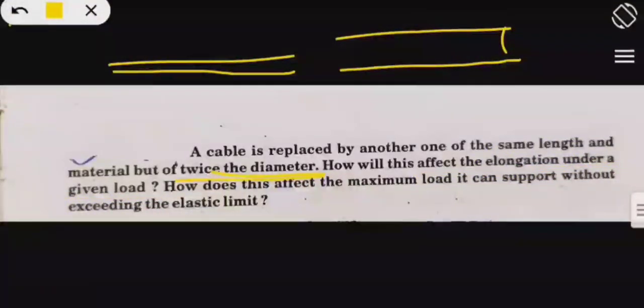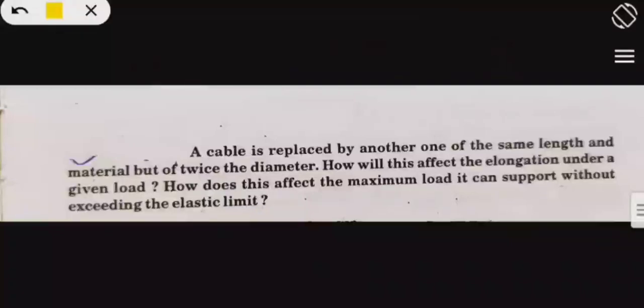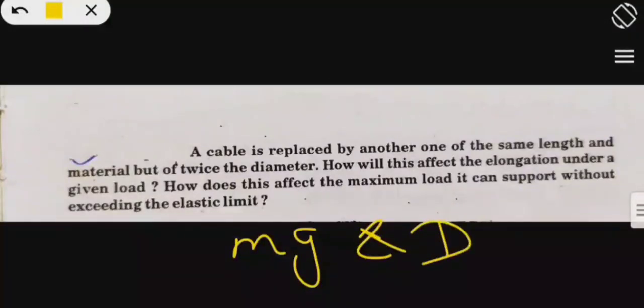Okay, next one, the second question is, how does this affect the maximum load it can support without exceeding the elastic limit? Second one is, how does the diameter affect the maximum load it can support without exceeding the elastic limit? Maximum load, that means mass, or you can say mg. It is now the relation of mg with that of d. The second question is, what is the relation between mg and d? So now let us find it out.